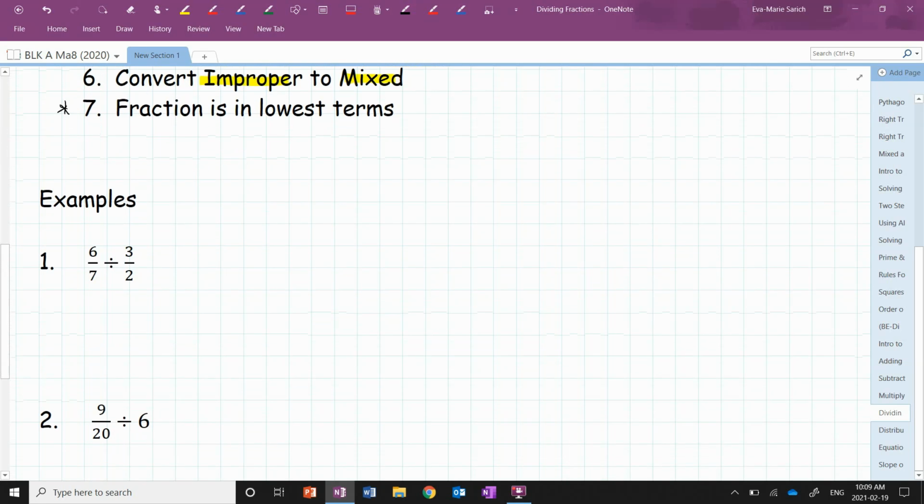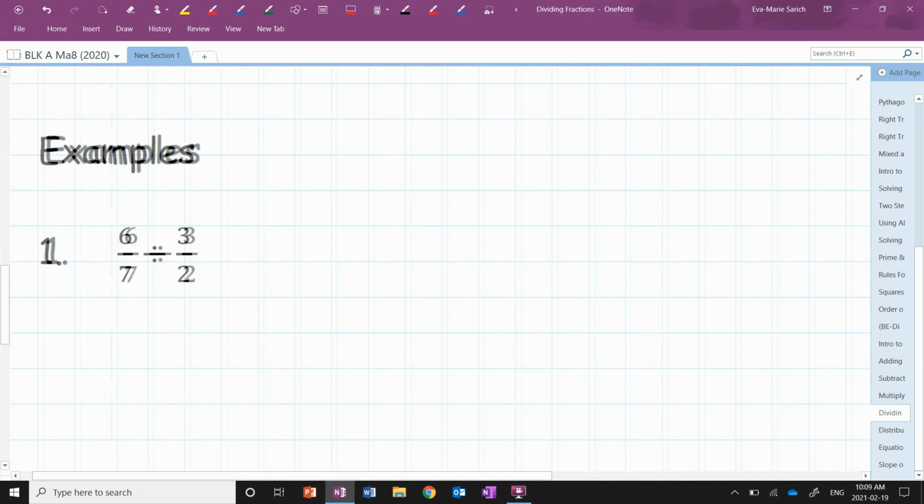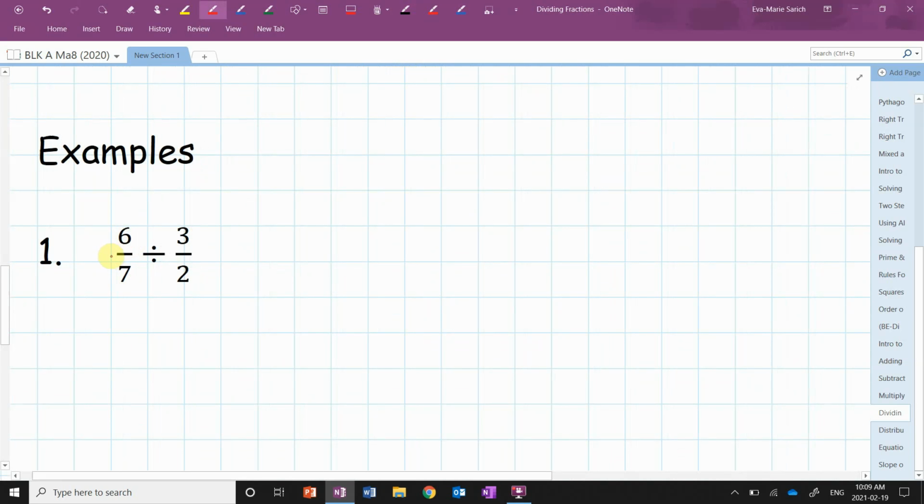All right, let's look at our first question. Okay? So, no whole number to get rid of. So step 2 says to turn that into a multiply, and then we're going to flip the second fraction. Okay, so this becomes 2 over 3. The first fraction stays as it is, 6 over 7. Now we're looking to see, can we reduce? Well, 6 and 3 reduce by dividing by 3. So 3 divides by 3 to become a 1, and 6 divides by 3 to become a 2.